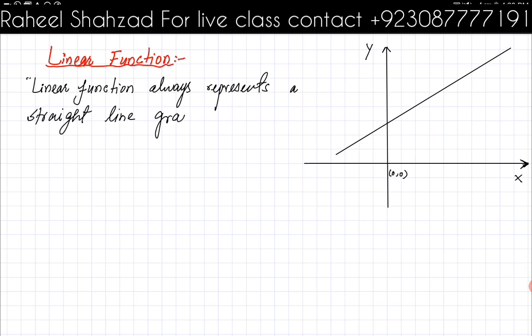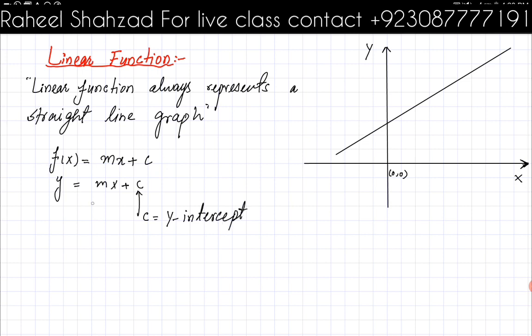It is always representing a straight line graph. Generally it is written as f of x is equal to mx plus c. We used to write the straight line equation y equals mx plus c as well, in which this c is known as the y-intercept, and this m is basically the slope or gradient.